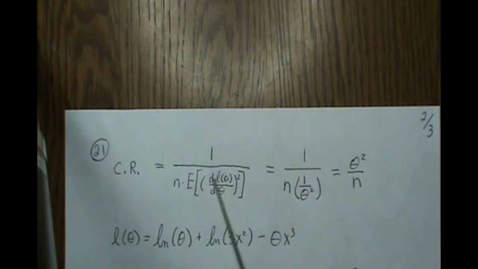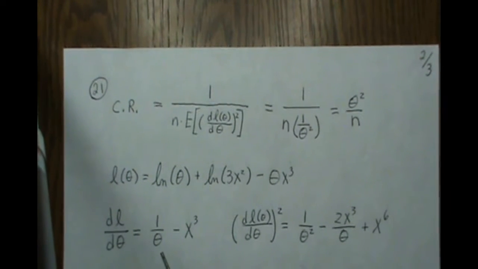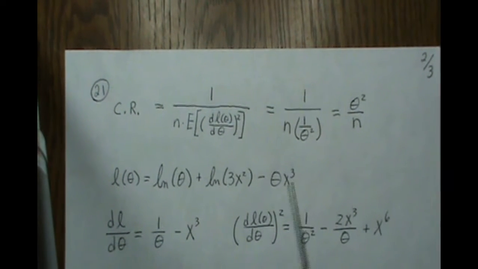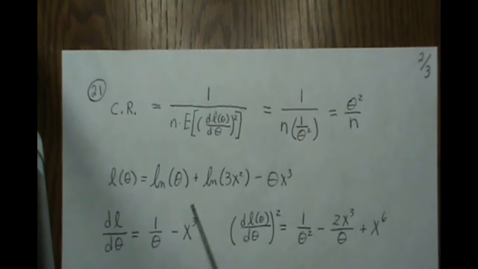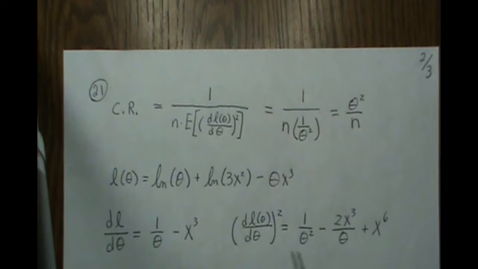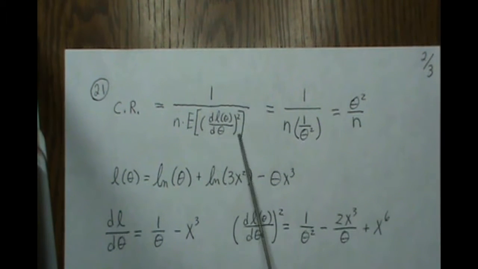Now we need to take the derivative of that with respect to theta. And that's what we do here. So the derivative is 1 over theta, and then that's just minus x cubed. Then it says square it. So we square this, and we get this equation. Okay, so that's this inner piece.